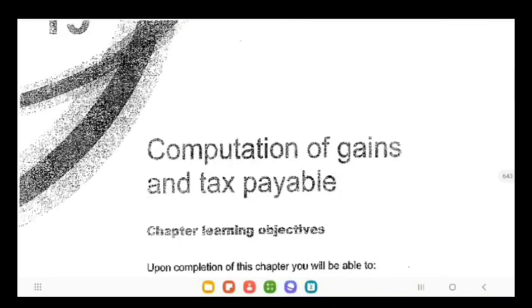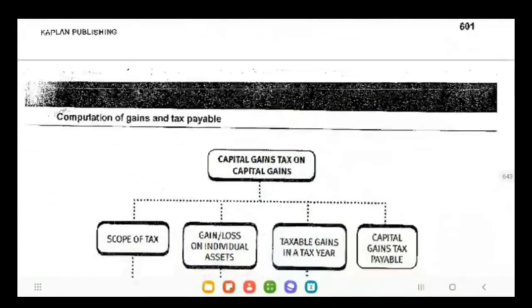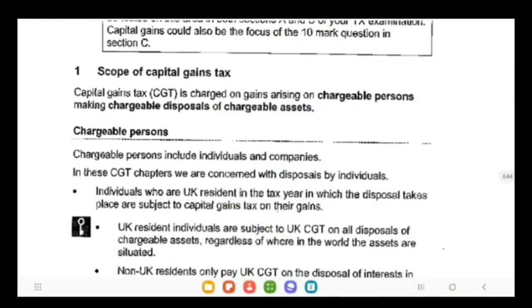Our next topic is computation of gain and tax payable. So first, define the CGT. CGT means capital gains tax. It is charged on gains arising on a chargeable person making a chargeable disposal of chargeable assets. Here, chargeable person means an individual as well as a company.